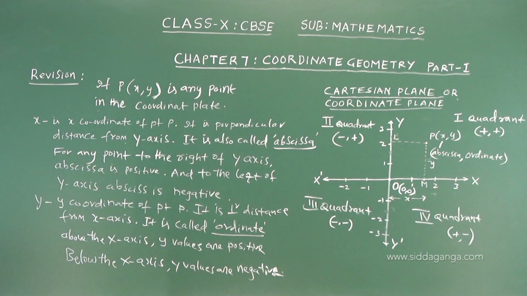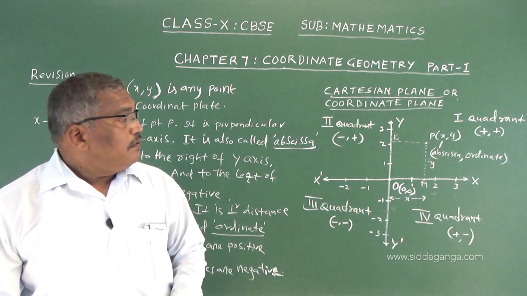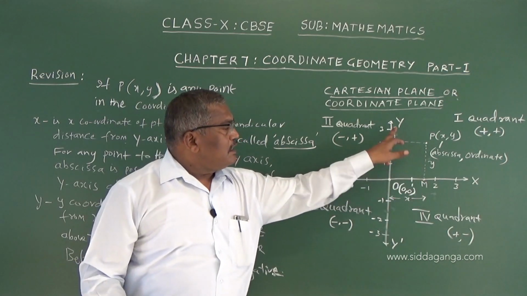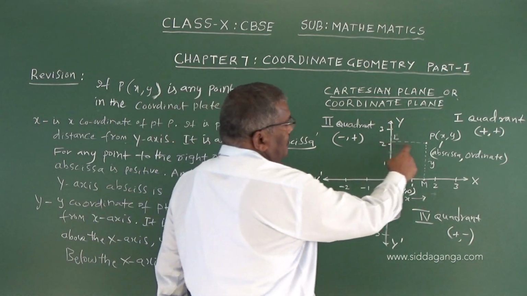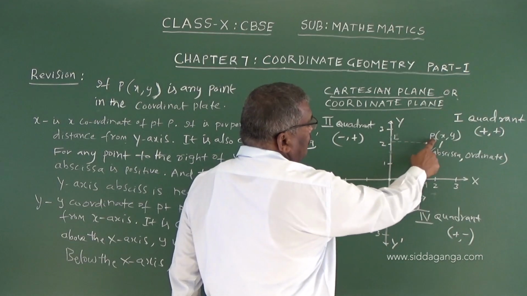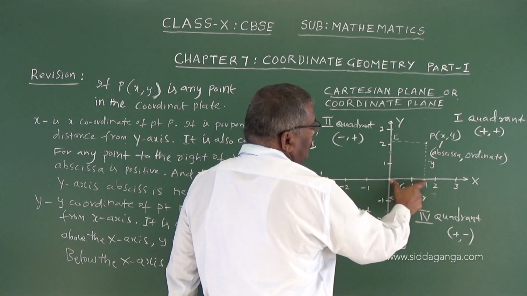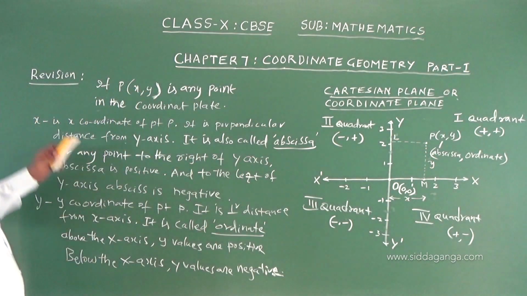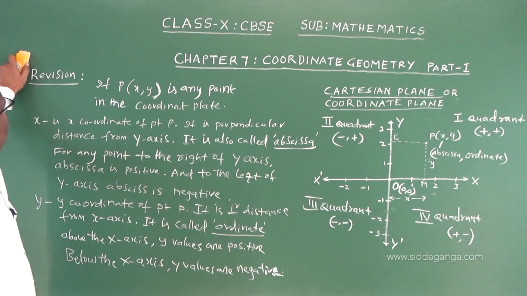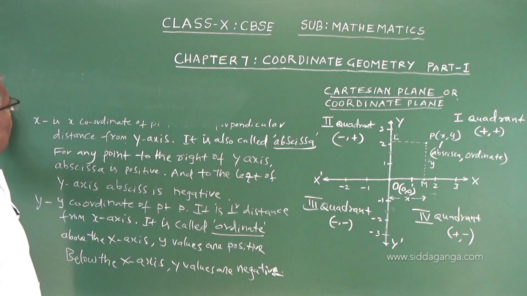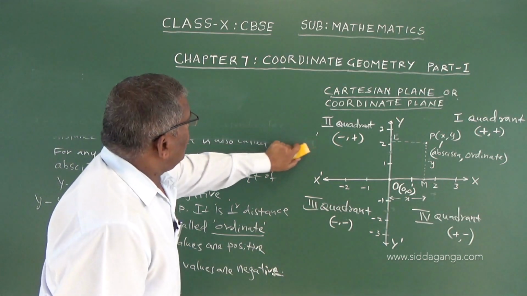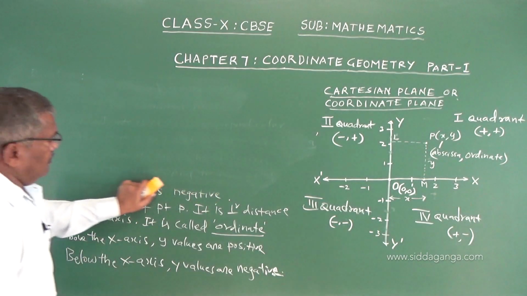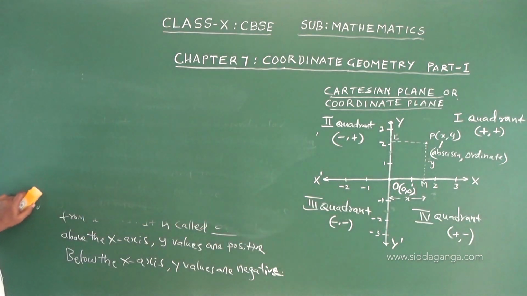So now we have to understand what happens if the points are on the x-axis and y-axis. If they are not on the x-axis and y-axis, we have understood P(x, y): the x value is this horizontal distance, the y value is this vertical distance. So now if points are on the x-axis and y-axis, what will happen to the coordinates? That we have to understand now.